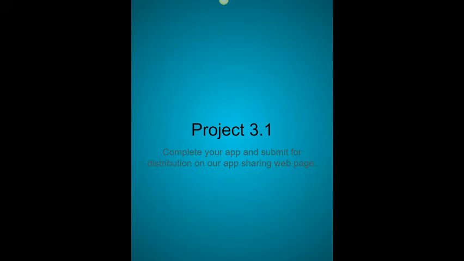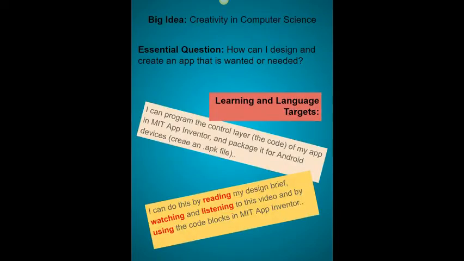It says right here, this last week, you are going to complete your app and submit for distribution on our app sharing webpage. So, big idea is the same, essential question is the same. How can you design and create an app that is wanted or needed? And your learning language targets: I can program the control layer, the code of my app in MIT App Inventor and package it for Android devices. Basically, you can create an APK file.